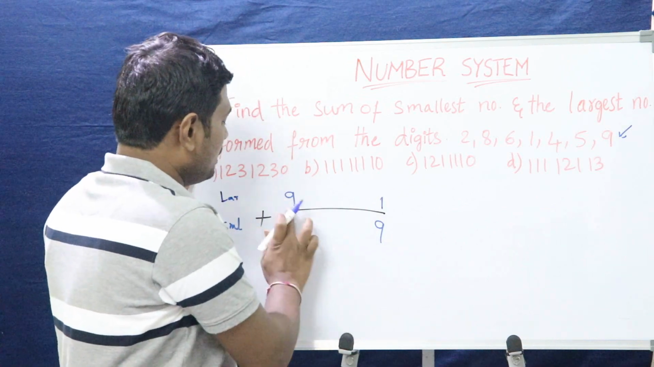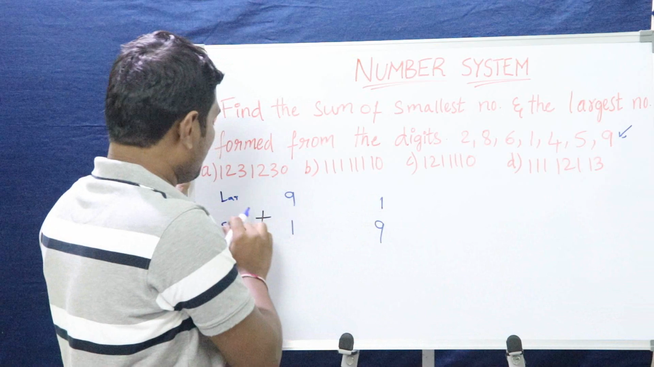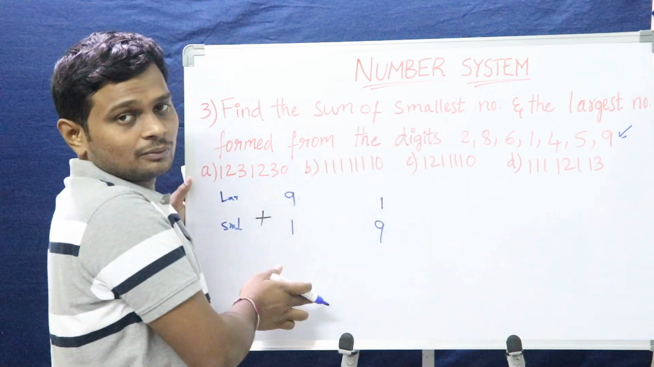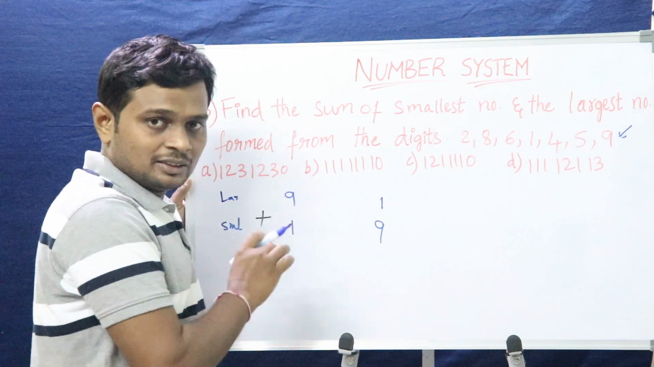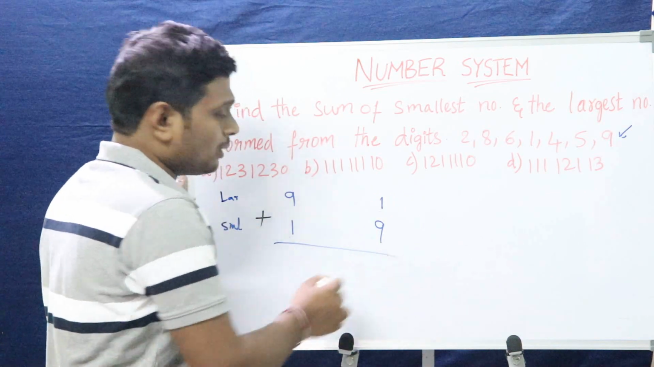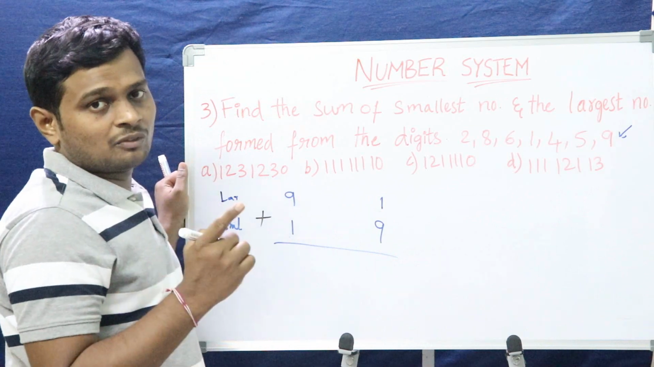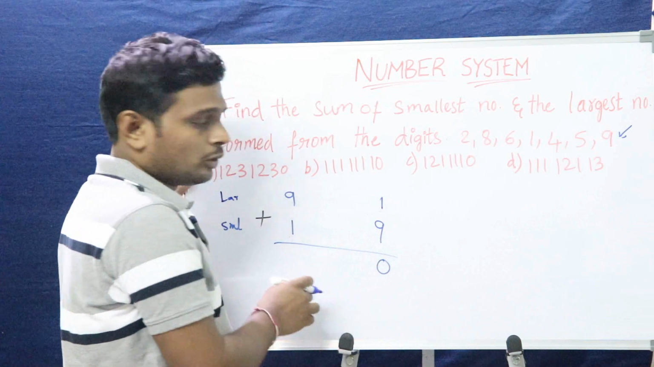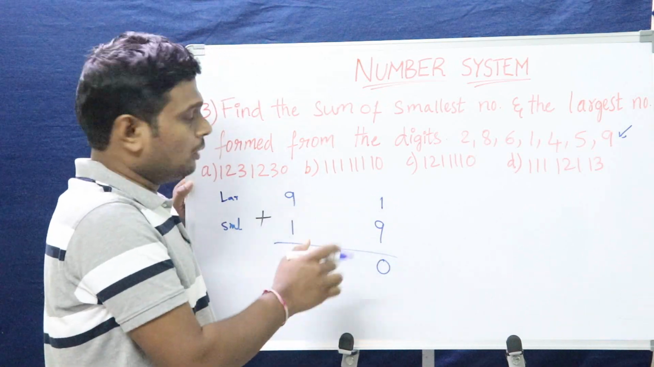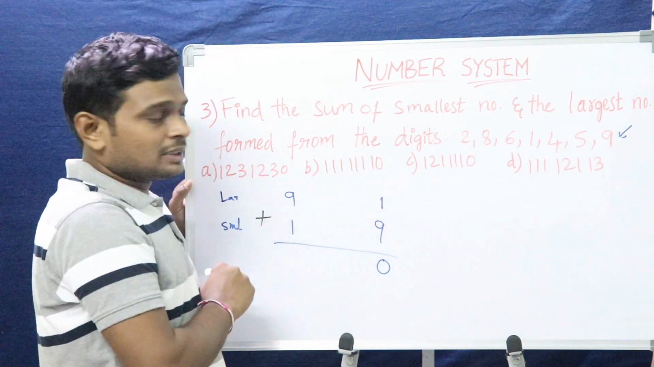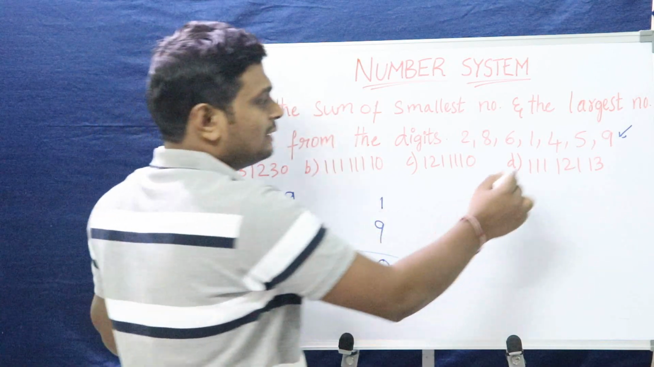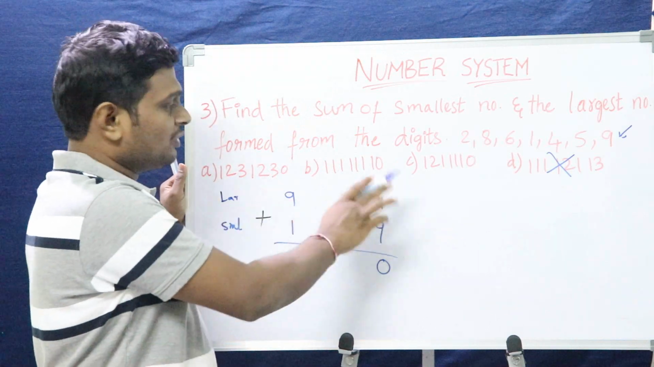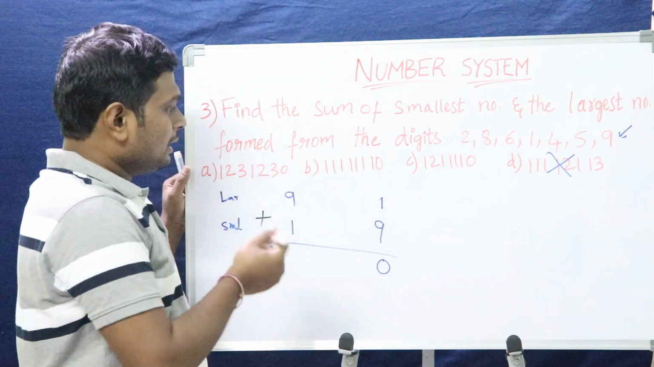What do we need to find out? First of all, we need to find out the largest possible number formed from these digits and the smallest possible number formed with these digits. Okay, do we need to find out the sum here? No. The first step, what do we need to do? We need to find out the unit digit. What would be the unit digit? 9 plus 1, 0. Among these options, what can we rule out? This is not possible because the unit digit is 3 here. We are left with 3 options. Okay? Then what do we need to do?